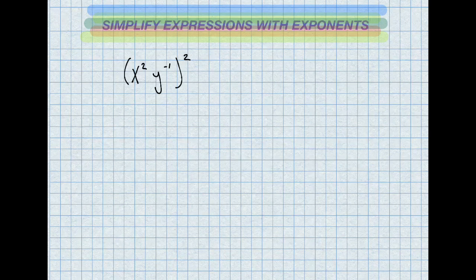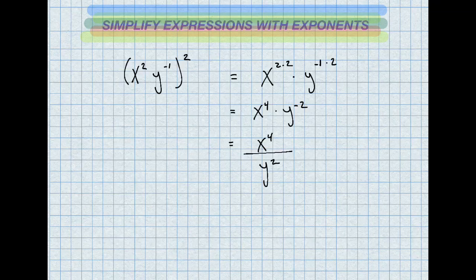Okay, so for this one, we're going to say that this equals x to the 2 times 2, times y to the negative 1 times 2. Or just x to the 4th times y to the negative 2, which equals x to the 4th divided by y squared. Another way to look at this is we could say that this equals x squared over y, all of that squared. Basically doing the reciprocal first.